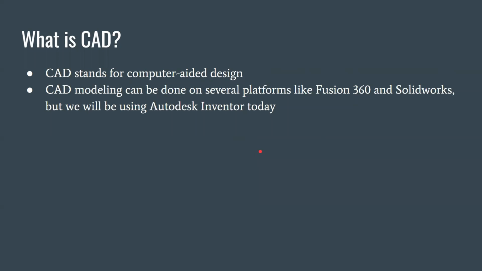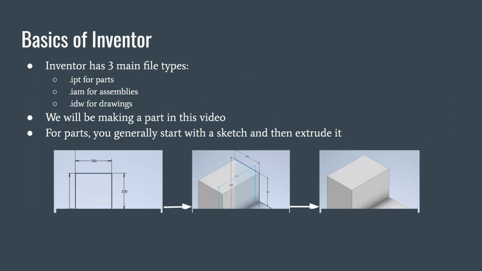CAD stands for Computer-Aided Design, and CAD modeling can be done on several platforms like Fusion 360 and SolidWorks, but today we're going to be using Autodesk Inventor because it's what most of Middleton Robotics uses to make models of the robot, different parts, and to model parts on Inventor before 3D printing them. So just some basics before we start.